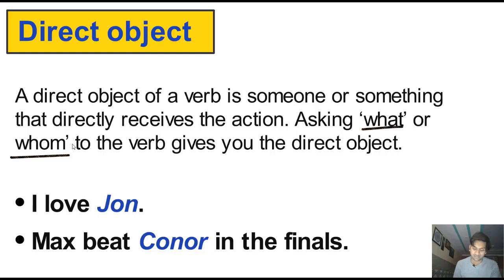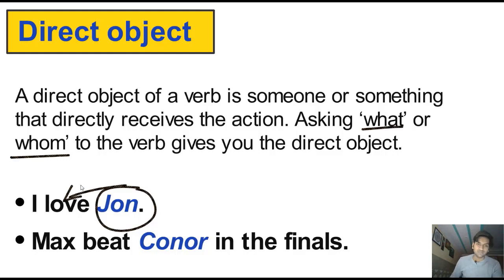Let's look at some examples. I love. When I say I love, you must love somebody or something. Who do I love? John. So John is an object, direct object to the verb love, right? John is the person that receives the action of love, right? That is why it is the direct object. And since it completes the meaning of the verb love, it is a verb complement.